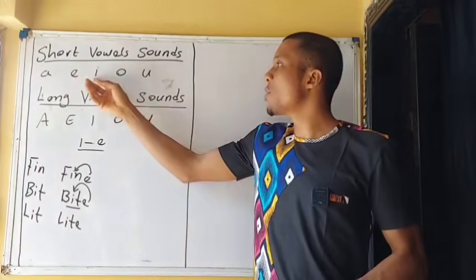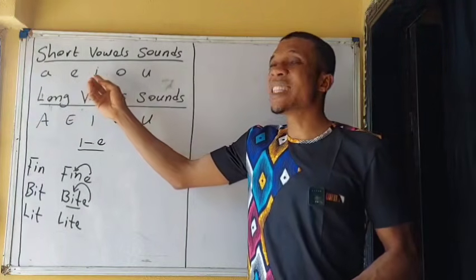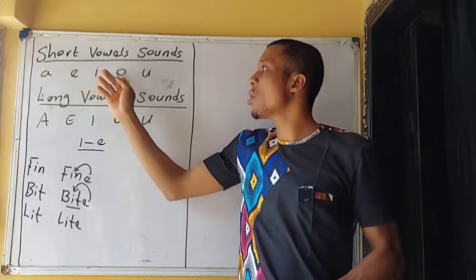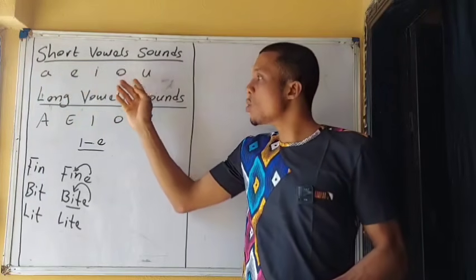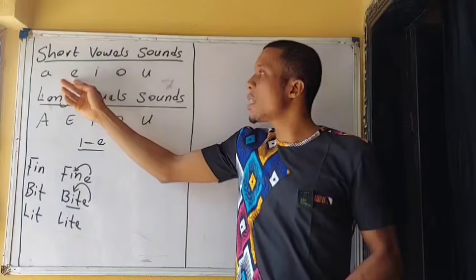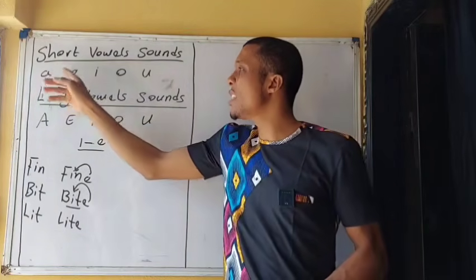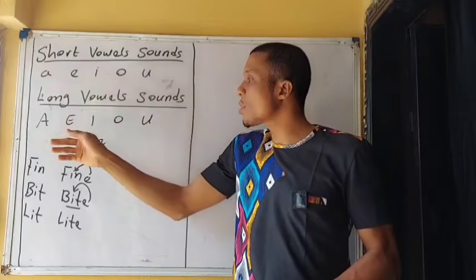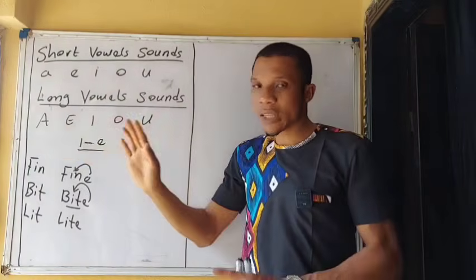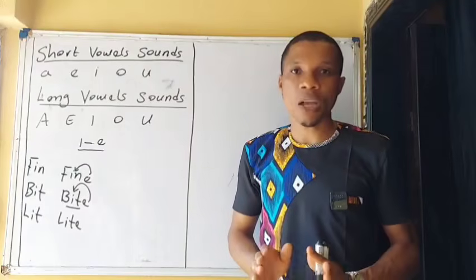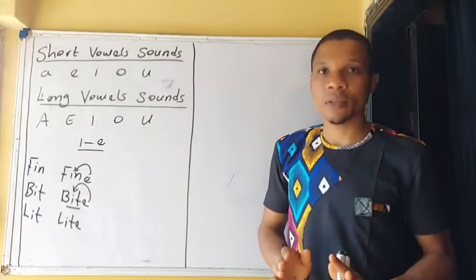But in our vowels, we say that this letter is A, this is E, this is I, this is O, and this is U. So when letter E ends an English word, what it does to all of these vowel sounds is change them from the short vowel sound to the long vowel sound. That is basically what we are talking about here. Is that understood? I hope you understood what I'm saying.